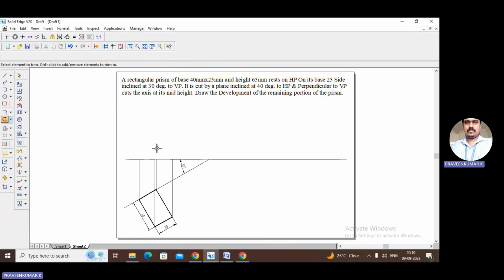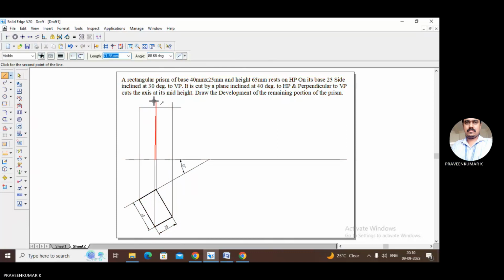So now for the height, just mark the axis and just show the height of the prism. Height is given 65 mm. Just go to line. Height is 65 mm. From here it should be 65, from this corner it should be 65, from here it should be 65. Now trim the unwanted extra lines. So now I can mark the height, which should be 65 mm.